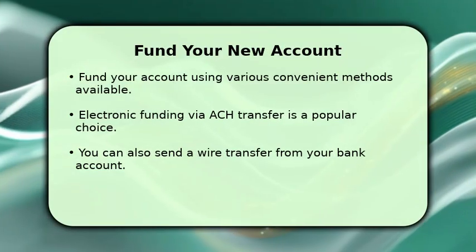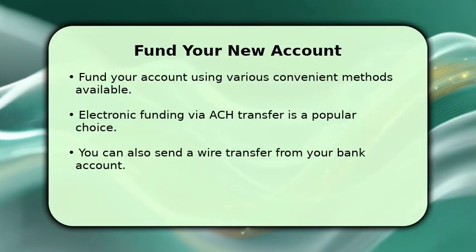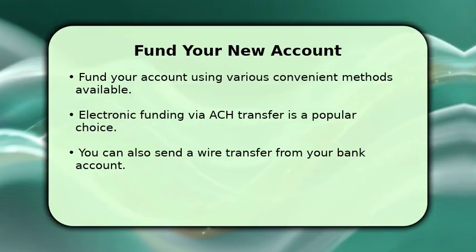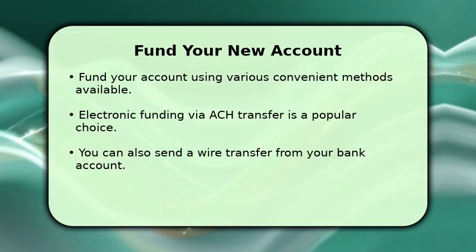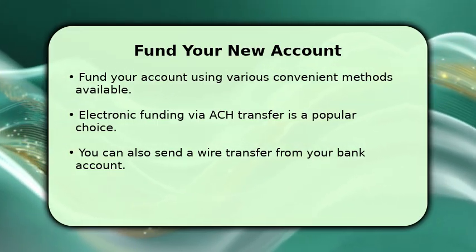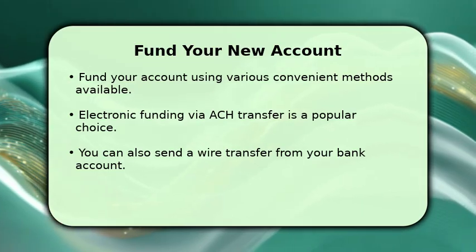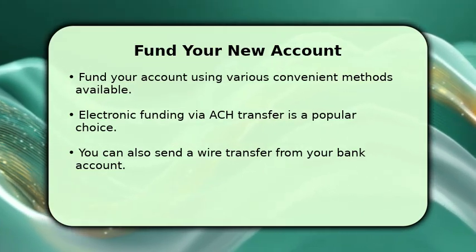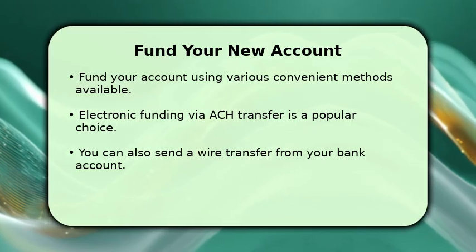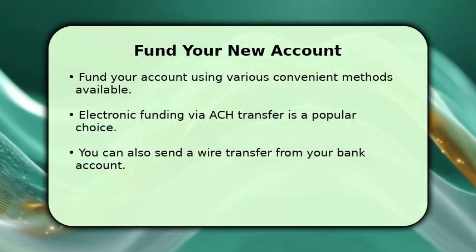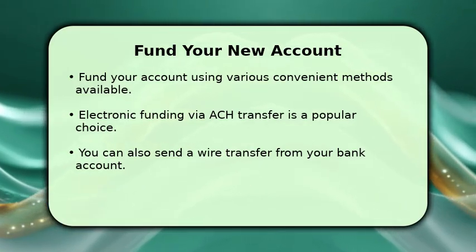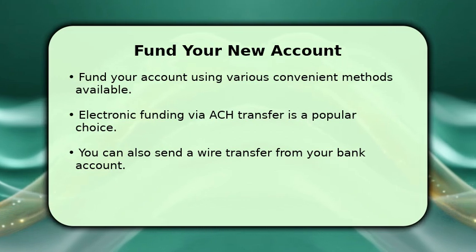Once your application is approved, the next step is to fund your new account. There are several convenient ways to do this. Many clients choose an electronic transfer, or ACH, directly from their bank account, which is often free. You can also initiate a wire transfer for larger amounts or faster processing. Additionally, depositing a check, either by mail or using a mobile deposit feature, is an option. Funds usually become available for trading within 1 to 3 business days, depending on the method chosen.